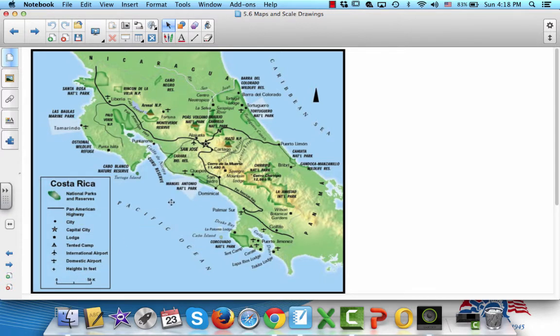Now, what that tells you is this map is drawn more compactly than the other map is. So that distance on this map is further than it was on the other map.